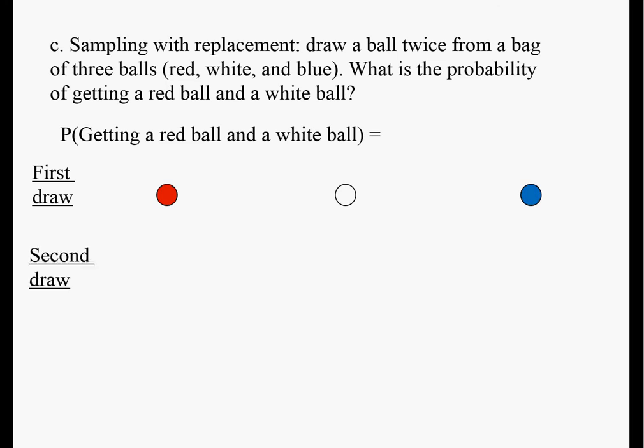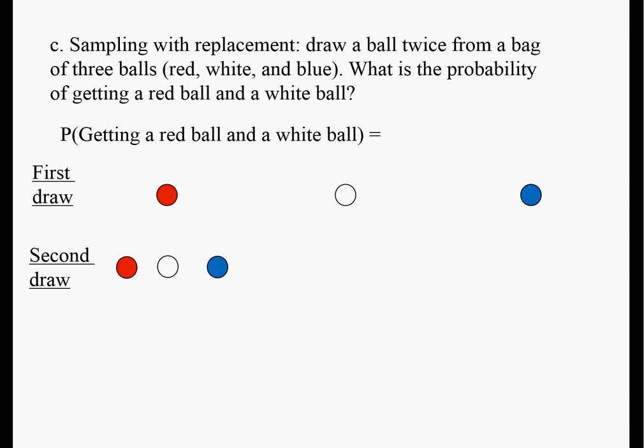Now, the second draw. Since we are sampling with replacement, that means that whatever ball you get the first time, you need to place that ball back into the bag before you draw the second time. So when you put the hand into the bag again, there are still 3 balls there: red, white, and blue. Now imagine the first time you get a red ball. What are the possible outcomes for the second draw? It is still red, white, or blue, because the 3 balls are still there. You could get any of them.